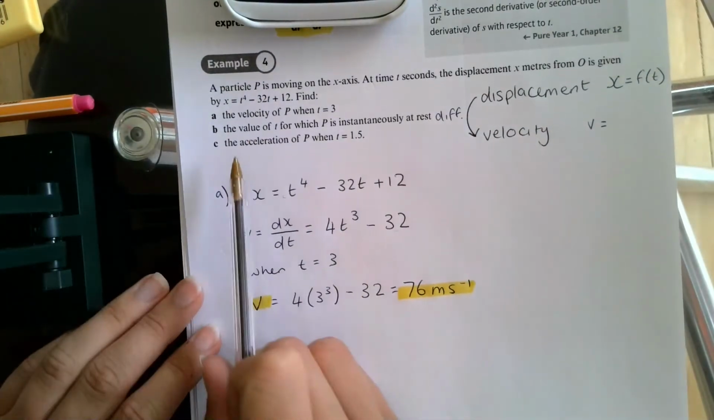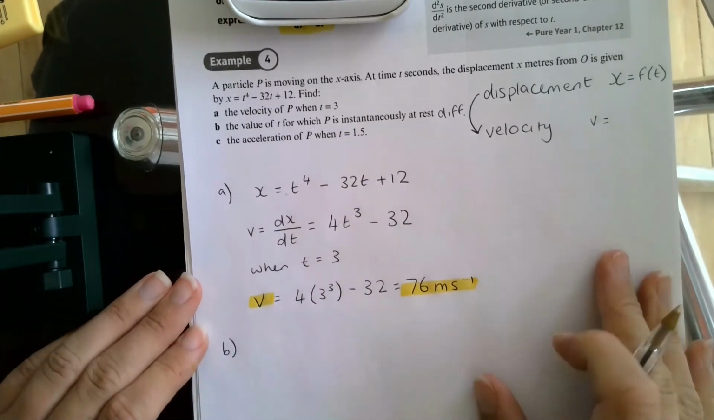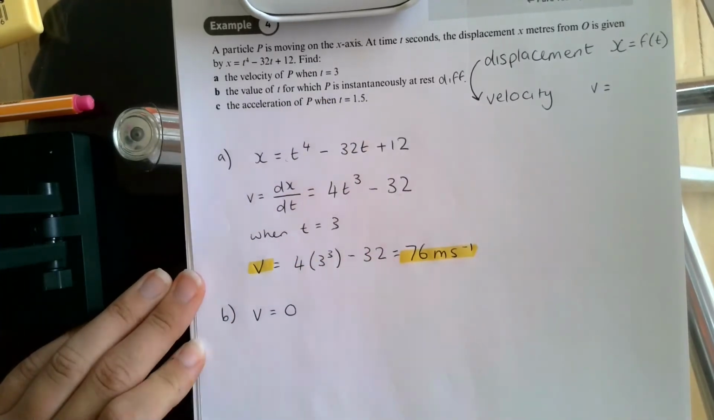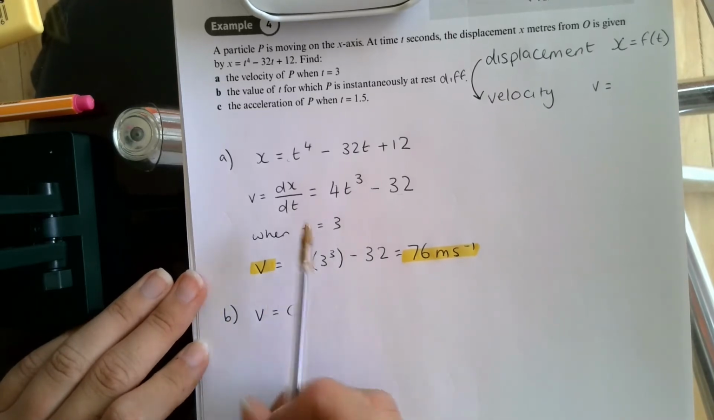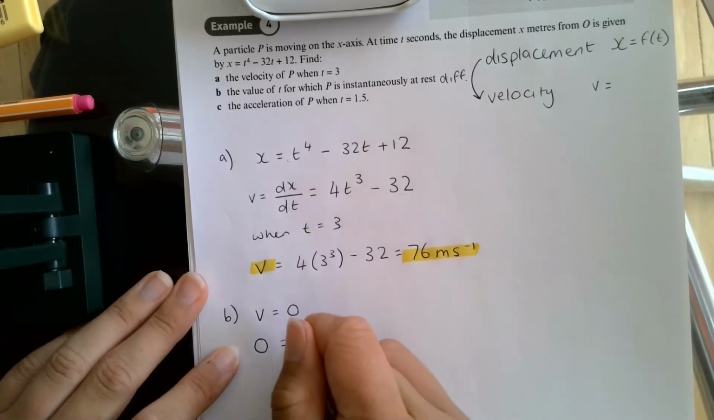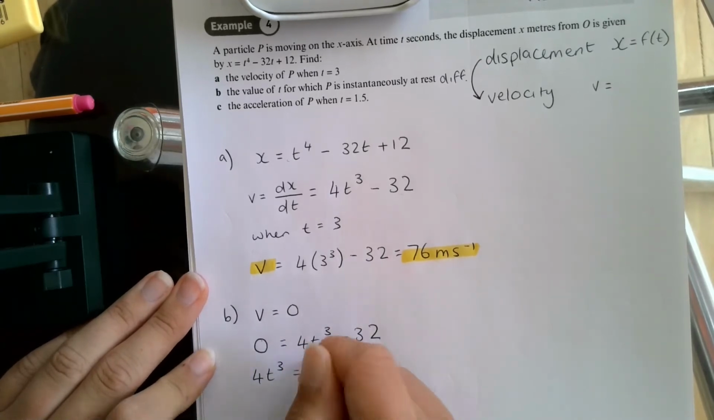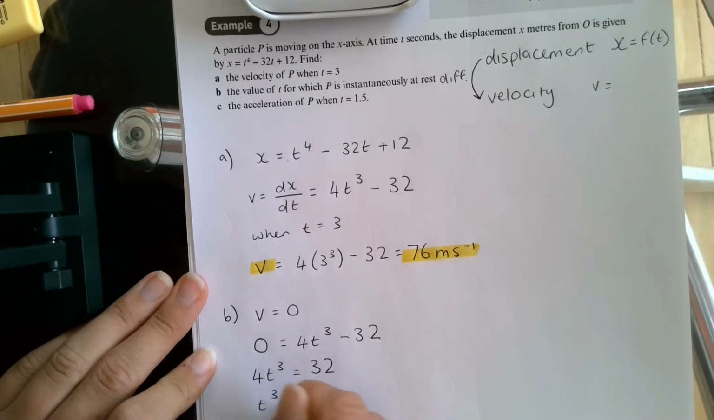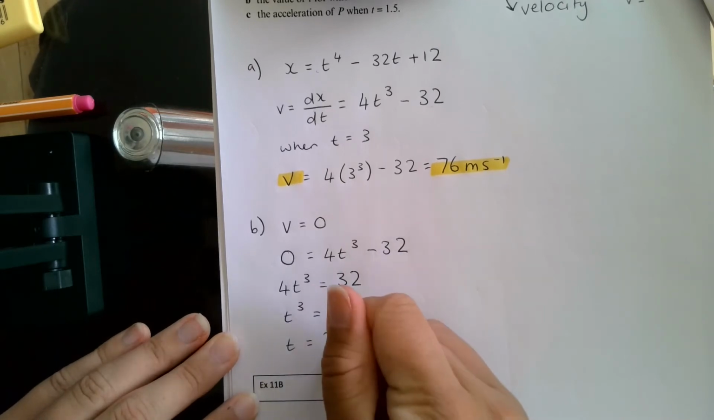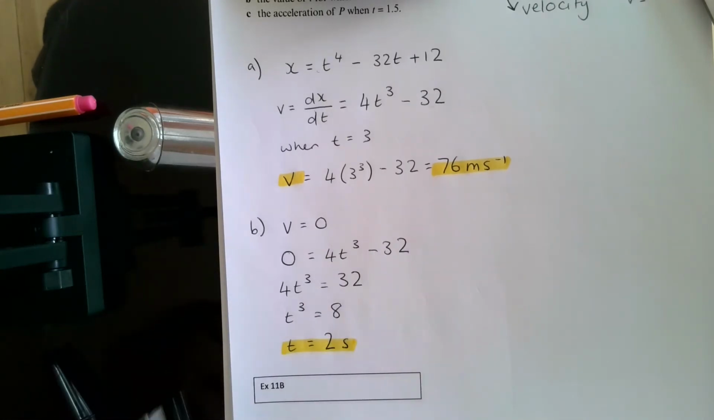Okay, then part B asks for the value of t for which P is instantaneously at rest. This is similar to some of the examples we did last lesson. If P is at rest, that just means that the velocity is equal to 0. So I sub in velocity of 0: 0 is equal to 4t cubed minus 32. So 4t cubed is equal to 32, t cubed is equal to 8, and that means that t is equal to 2 seconds. So at t equals 2 seconds, P must be at rest.